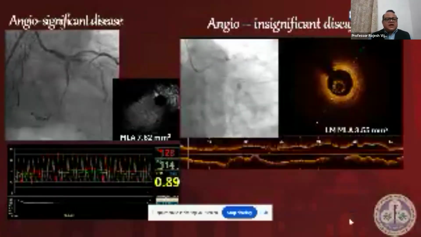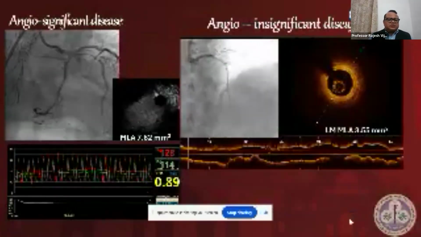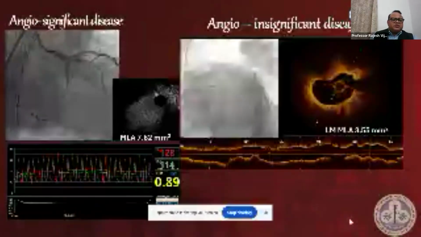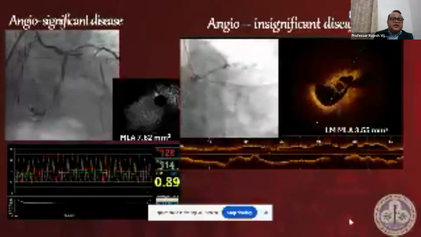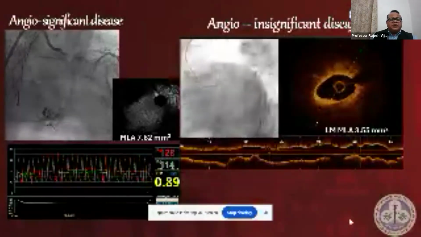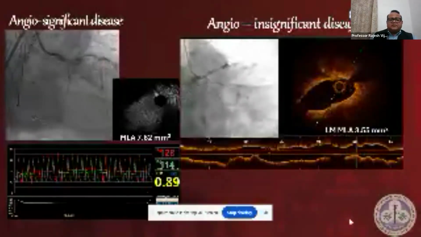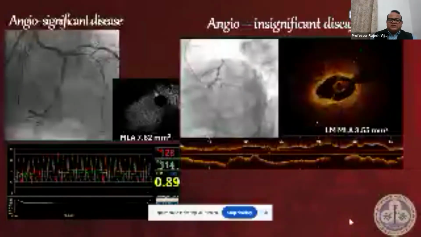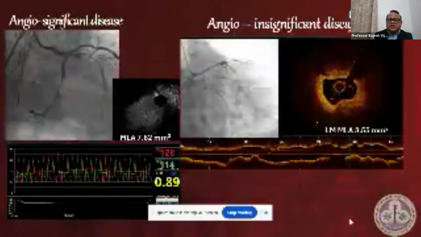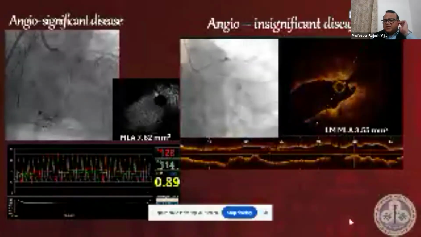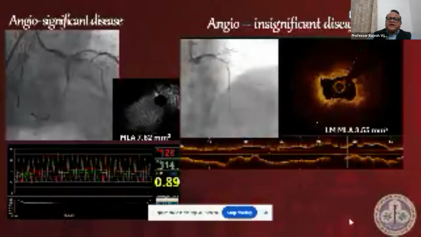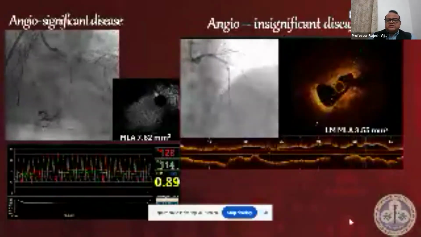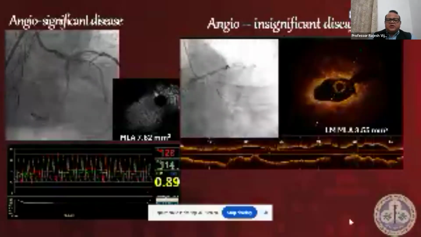In this slide, you can appreciate the first angio of an ostial left main. There is damping of the pressure, but FFR is 0.89 and the MLA is 7.82 millimeter square on IVUS. So there is no significant left main disease. On the other side, the angiogram shows the left main to be seemingly normal angiographically, but an OCT done across the left main to LAD shows a calcified nodule, and the MLA is 3.55 millimeters square, which is significant left main disease and therefore requires intervention.